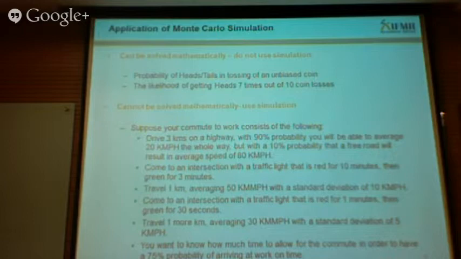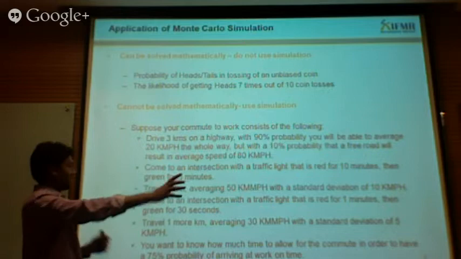Just to get an idea of when you can use a simulation, consider a problem statement like this, which might look like a problem you all face when you come to office. Say you drive 3 kilometers, there's a probability attached to you achieving a certain speed, then you come to an intersection which has a traffic light, then you cross the traffic light, you go to some other place, you again come to an intersection, you again travel some more.